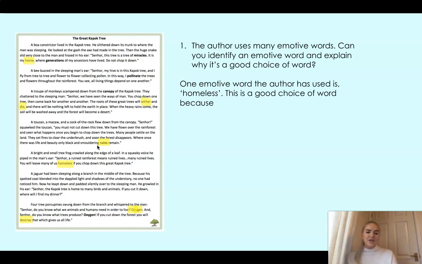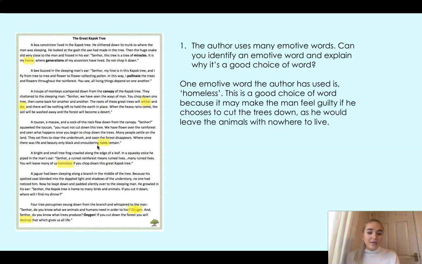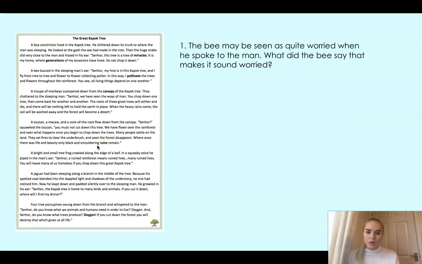Well, when I think of the word homeless, I'm thinking of quite a negative word. It's not a good thing for any of the animals in the story. So I could say that it makes the man feel guilty if he chooses to cut the trees down, as he would leave the animals with nowhere to live. And that's a really powerful word. It will make the man think, I can't leave you homeless. I can't do that to you. So maybe I'm going to leave the trees alone. So that's a really powerful word.